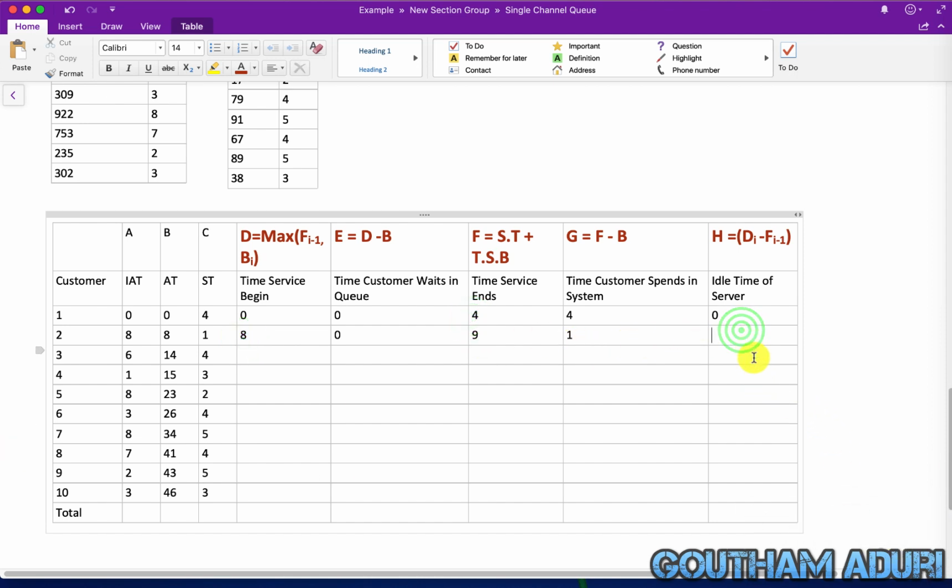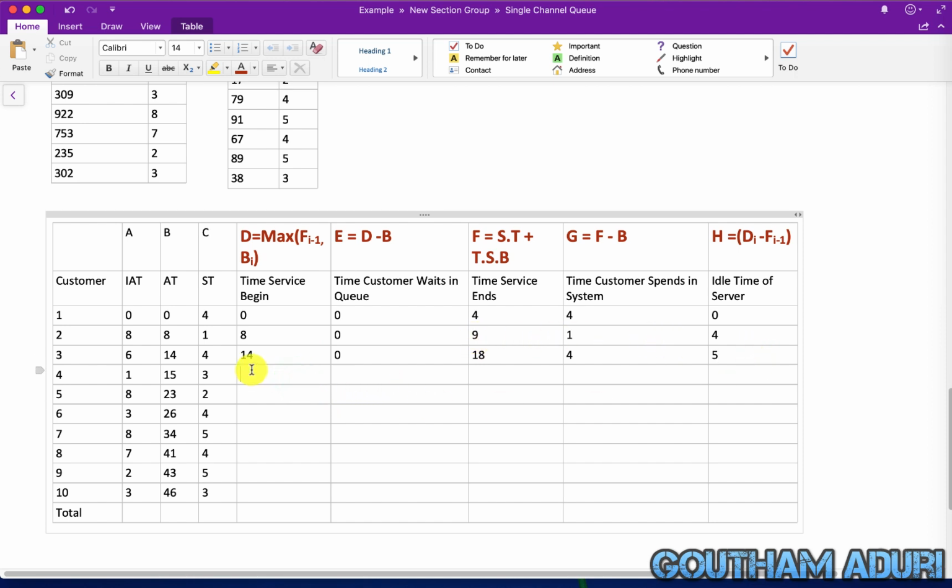And the next one, time service begins is compare the time service ends and the arrival time. Arrival time is 14 and 9, it should be 14, the maximum value. Time customer waits in the queue is time service begins minus the arrival time, so it's 0. And time service ends is service time plus time service begins, 14 plus 4, 18. Time customer spends in the system is 18 minus 14, 4. And idle time of the server is 14 minus 9 of the previous row, 5.